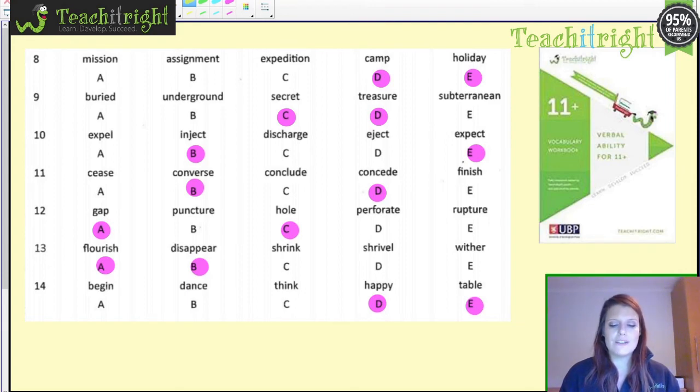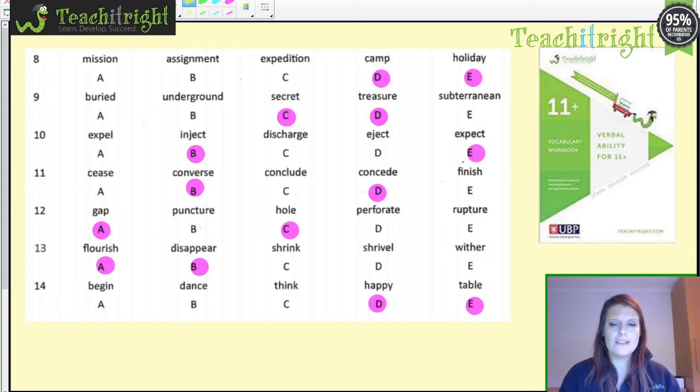13, flourish and disappear. Flourish could be growing, developing really well, whereas that's quite the opposite to shrink, shrivel, and wither, all meaning to become shrunken.